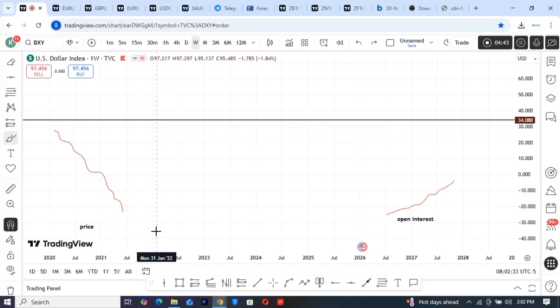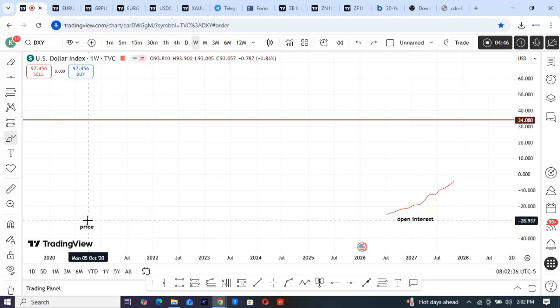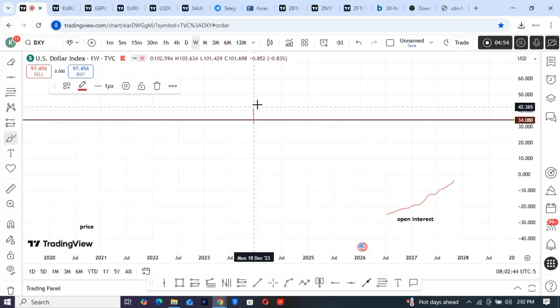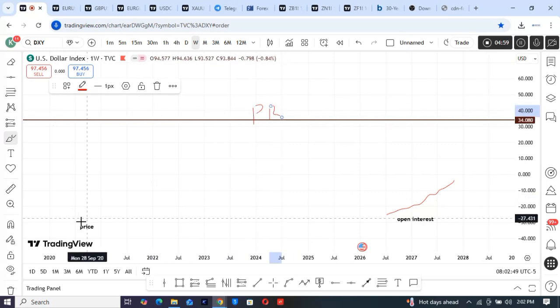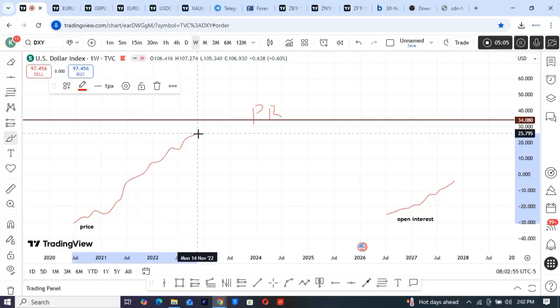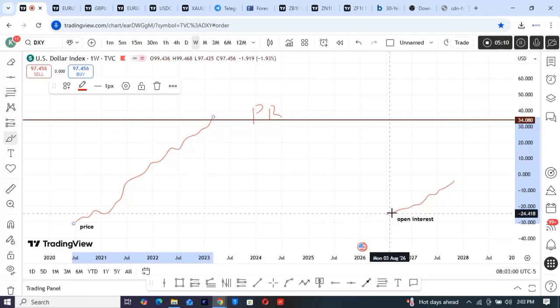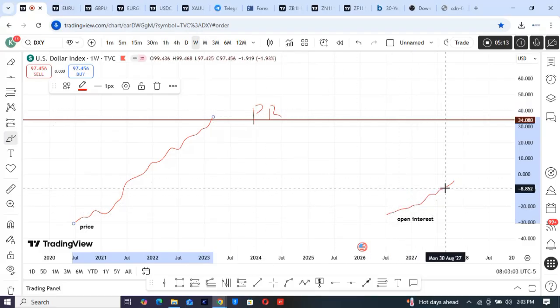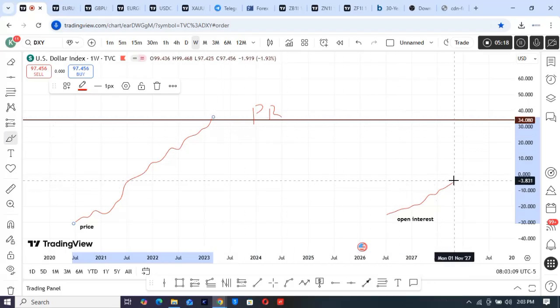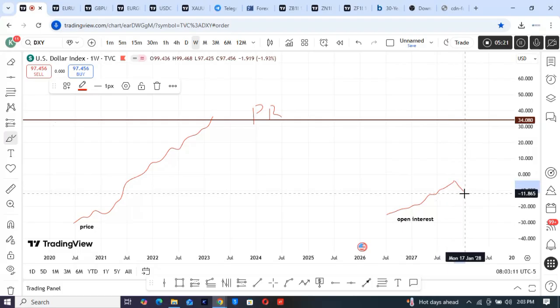So let's move on to the next type. We'll call it type C. In type C, let's take this line here as a premium array. I'll put it as PR. We see price moving high until it reaches a premium area. And we also see the open interest moving higher, higher, higher, until when price reaches this area, we now see a decline in open interest right here.